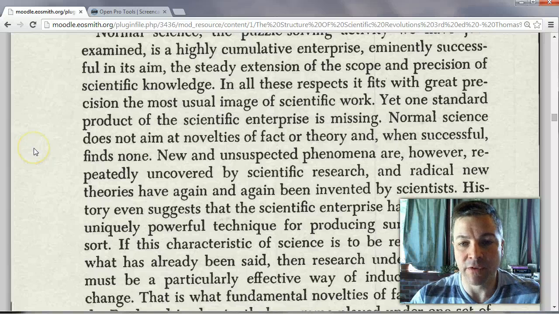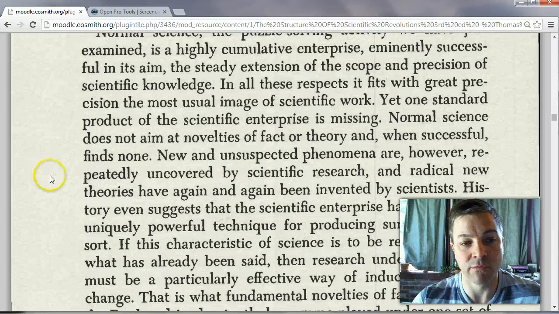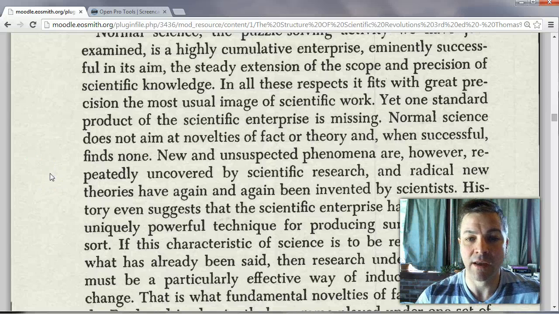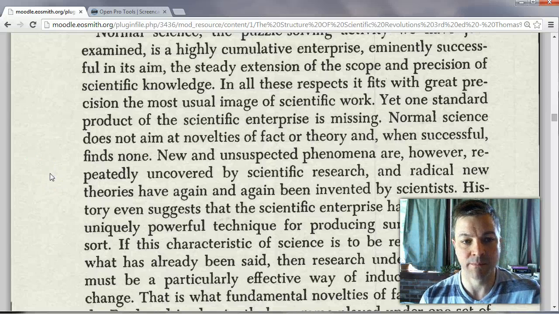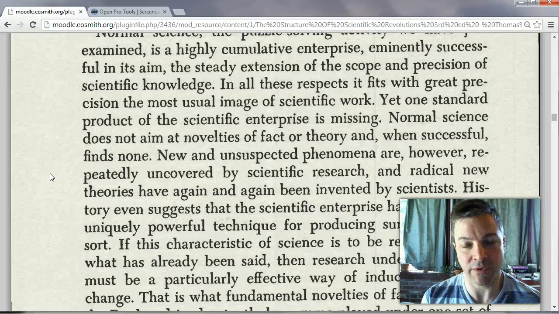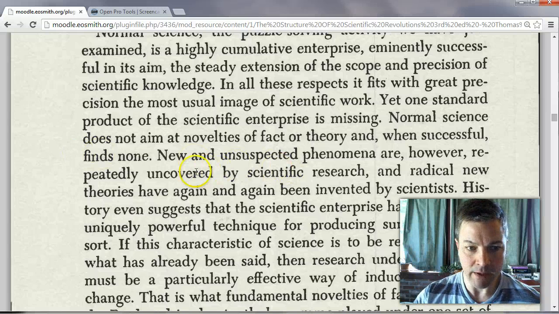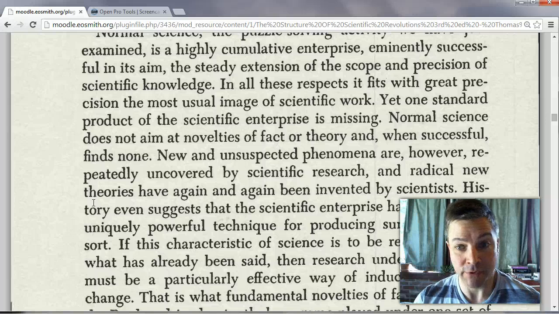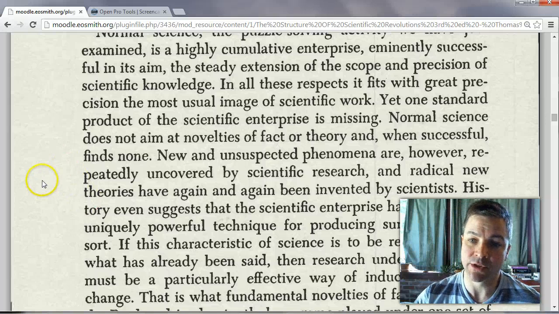"New and unsuspected phenomena are, however, repeatedly uncovered by scientific research, and radical new theories have again and again been invented by scientists." Okay, so what happens, though, is science isn't always successful, and sometimes it does find novel facts. It finds things that don't fit. It finds what we call anomalies. And this is what brings about new theories, as we'll see as we read through these two chapters.